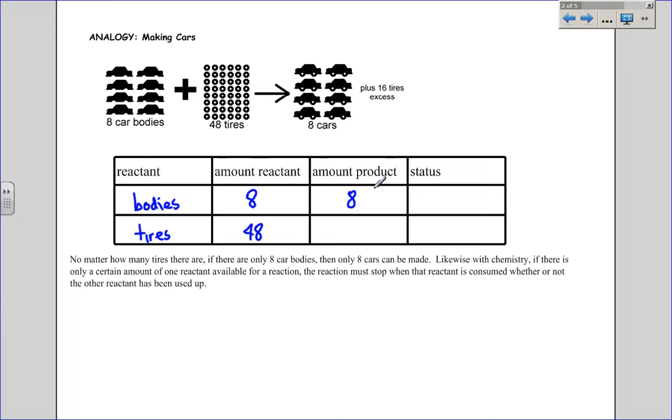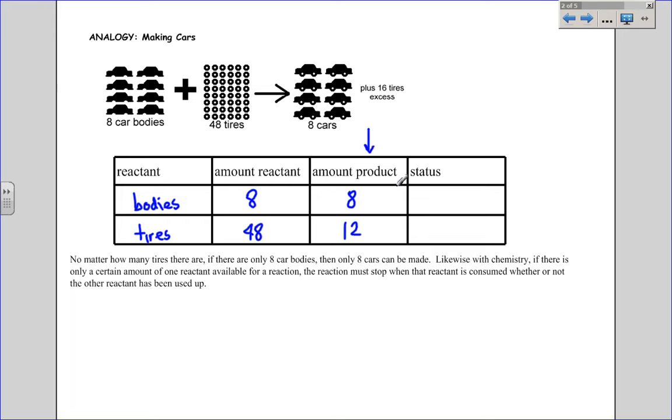For the tires, I have 48 tires available to me. So I need to think about, without considering the car bodies, just how many cars could I make if I use up all of these tires? And I need 4 tires per car, so what that means is that if I use all of these tires, I would be able to make 12 cars.